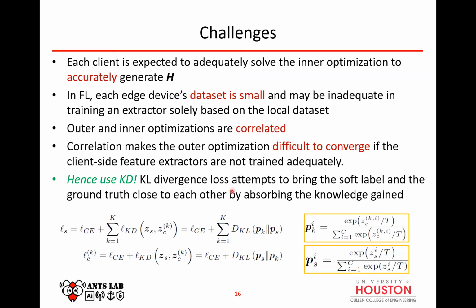So the KL divergence loss attempts to bring the soft label as well as the ground truth, your Y, close to each other by absorbing the knowledge gained.